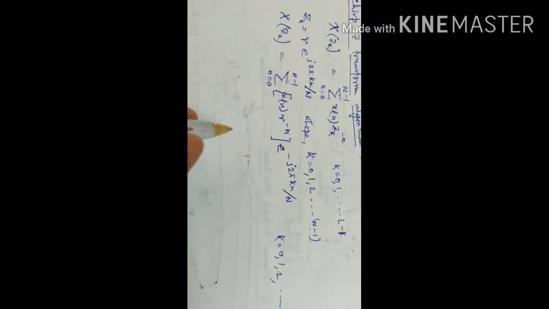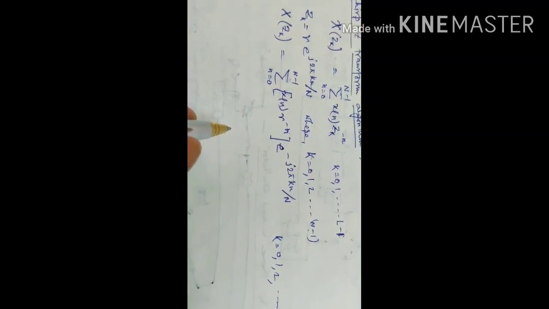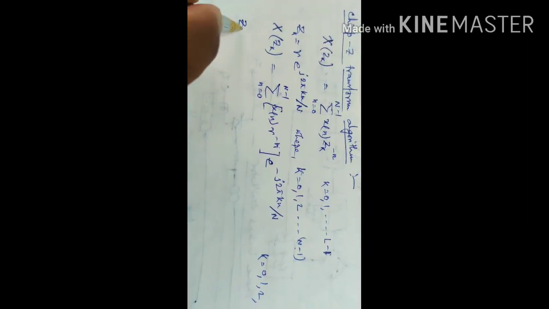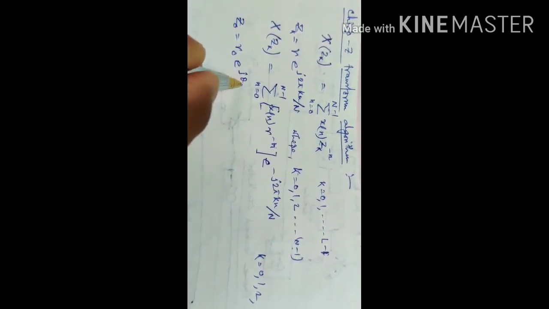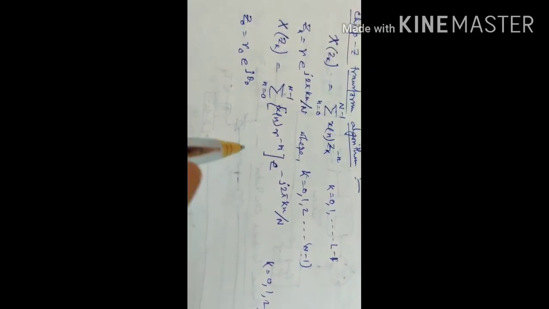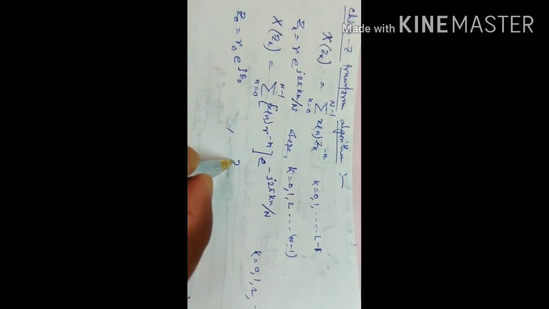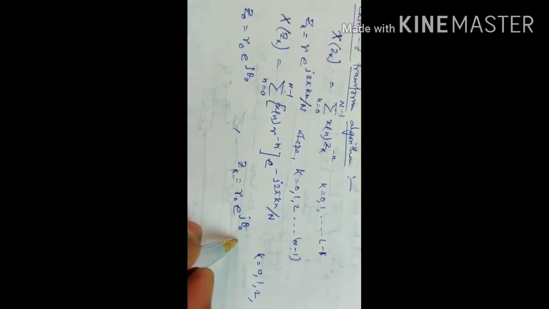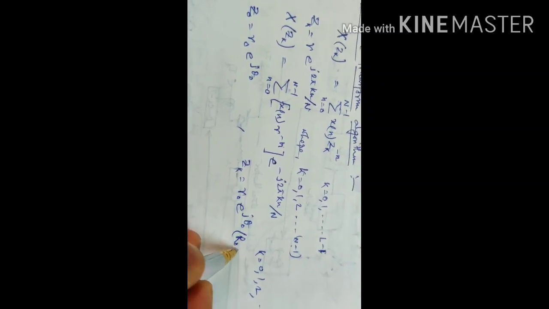So generally the z_k points in the z-plane fall on an arc which begins at some point z_0, that will be equal to r_0 e to the power j theta_0. It spirals inward towards the origin or outward from the origin, such that z_k will be defined as r_0 e to the power j theta_0 into R_0 e to the power j phi_0 to the power k, where k equal to 0, 1, ... L minus 1.